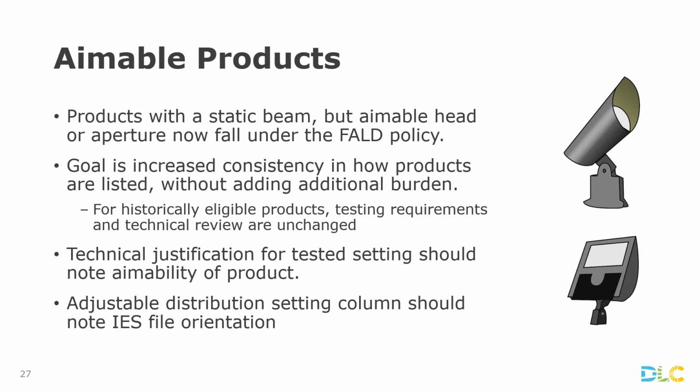We do want these products that are aimable to provide that, but it can be as simple as noting that it is an aimable product that does not have, for example, a dynamic beam spread. It's got a single beam spread, and therefore the product is not expected to change in its performance as that head is pointed in different directions. That would be an acceptable technical justification.